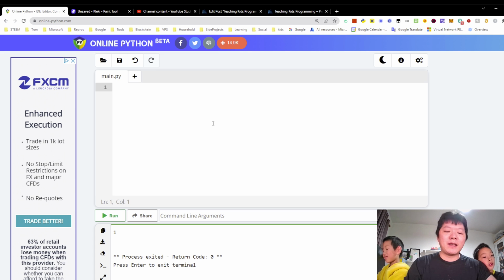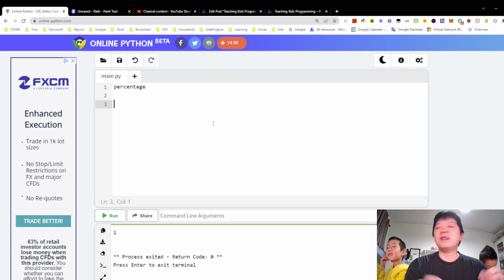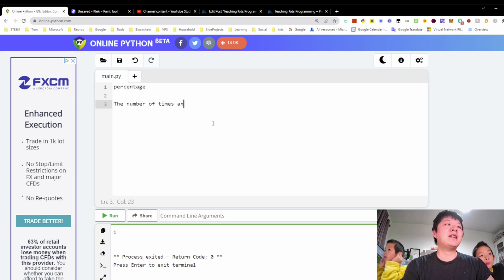What's probability? Probability is the percentage, well done. So it's basically the number of times that one event occurs divided by the total number of events.